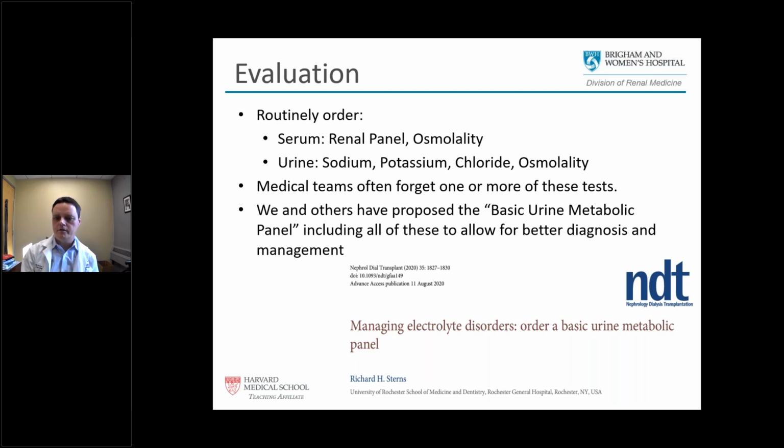So we routinely order a serum renal panel and osmolality and a urine sodium, potassium, chloride, and osmolality. Medical teams often, unfortunately, forget one or more of these tests. And actually, recently, we've looked into proposing a new test called a basic urine metabolic panel, which would include all of these to allow for better diagnosis and management.